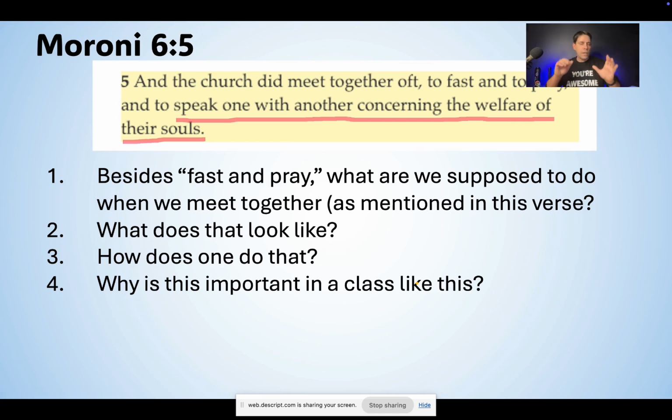I usually don't direct the learning this directly, but this is just one point I want them to understand. What does that look like in class to talk concerning the welfare of their souls? What do you think that means? How does one do that? Why is this important in a class like this?